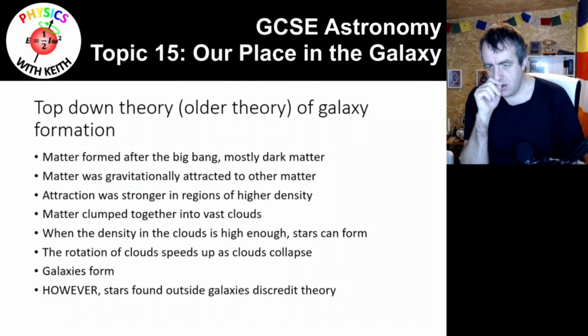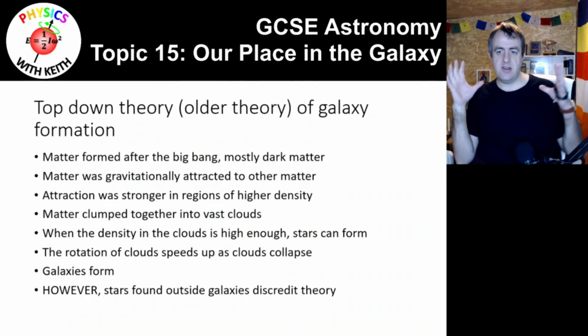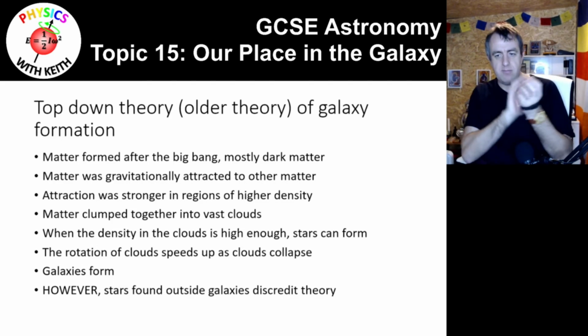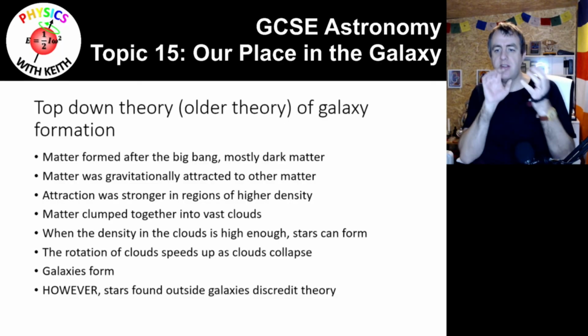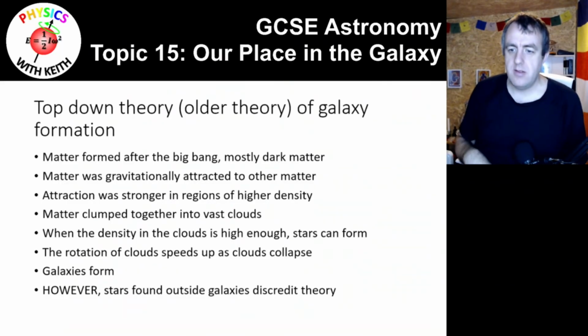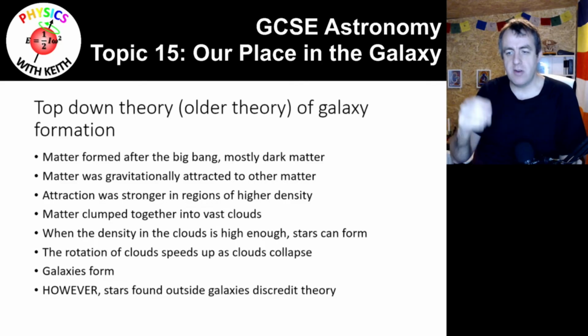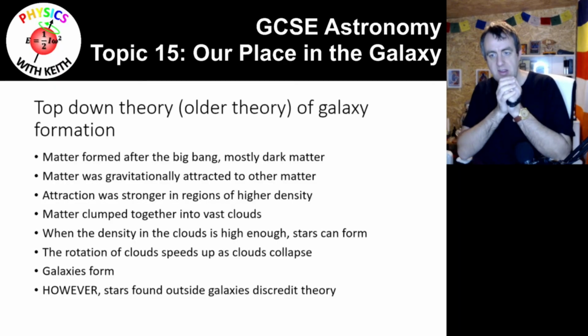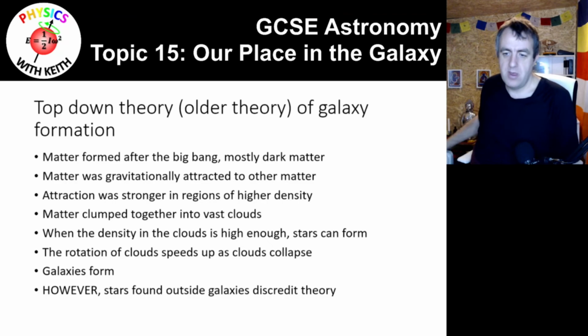The two theories. The first theory is that the matter right near the beginning was gravitationally attracted in some areas. It was attracted more closely than others, and so you ended up with the galaxies forming. Seems reasonable. Attraction stronger in regions with higher density, matter clumped together, and eventually those clouds were dense enough to form stars, and eventually those stars, there's enough of them nearby, so they're all clumped together and they form galaxies. So this is a sort of top-down approach.